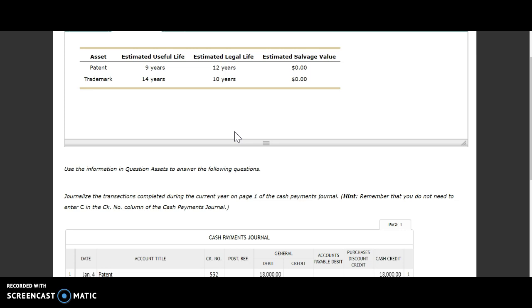We're going to take that divided by the estimated life. Now, again, we need to look at both of those. So here they're saying that the legal life is 10 years.